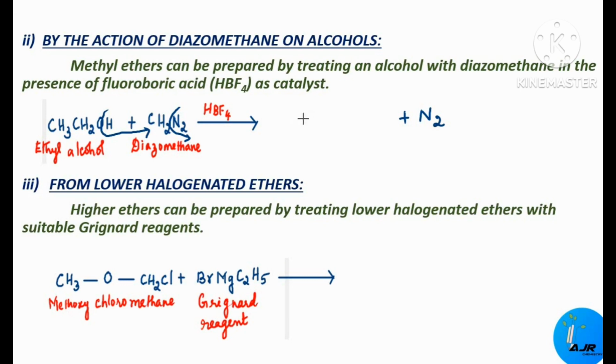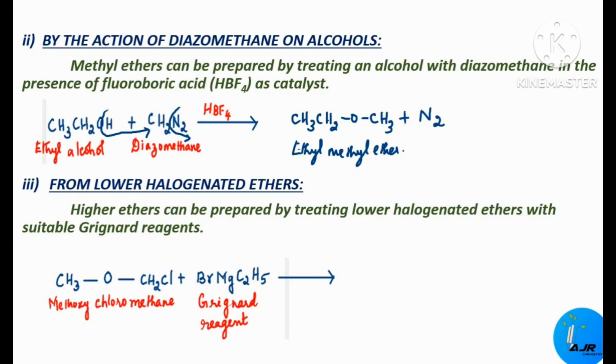We'll get the product CH3CH2OCH3. So this is ethyl methyl ether. Let me explain once again. This hydrogen combines with CH2, so we are getting CH3 here, and this CH3CH2O gets attached to CH3 directly. So we are getting ethyl methyl ether.